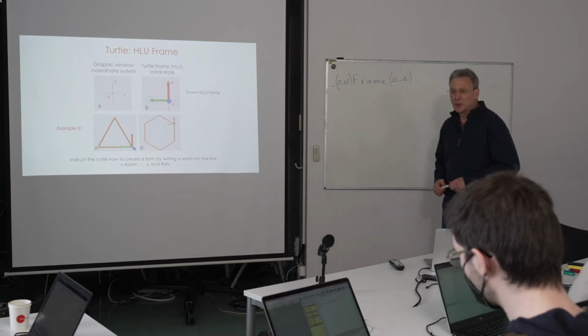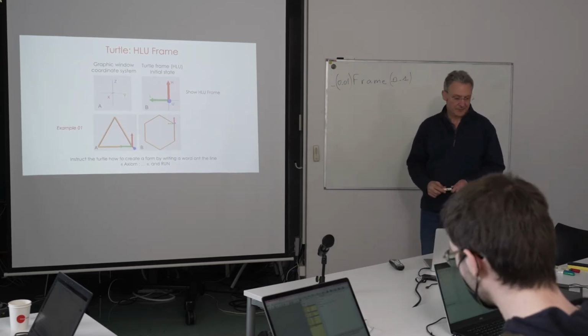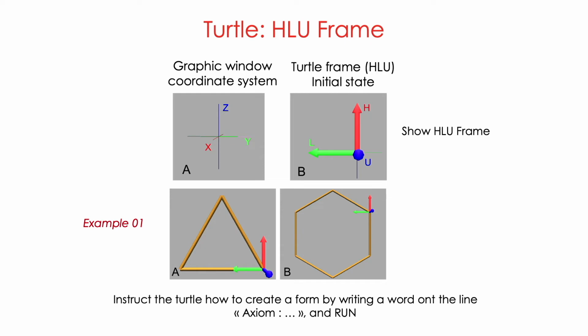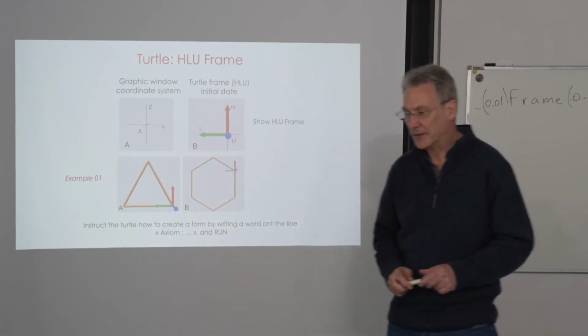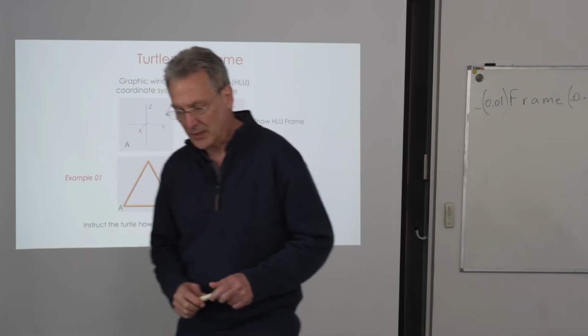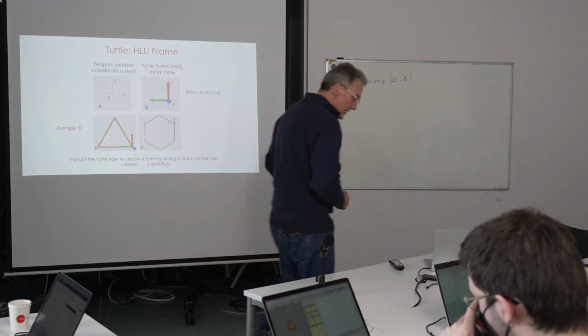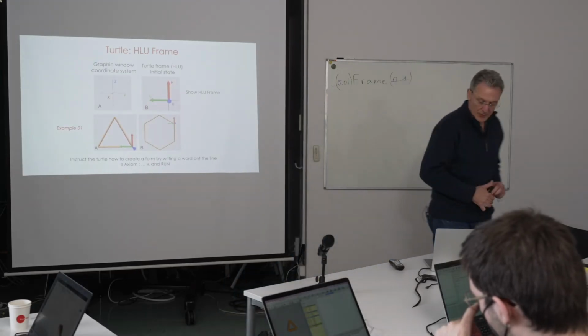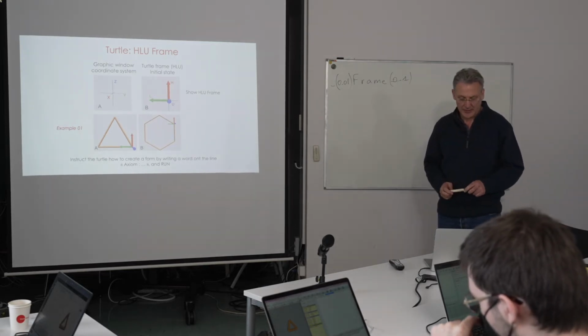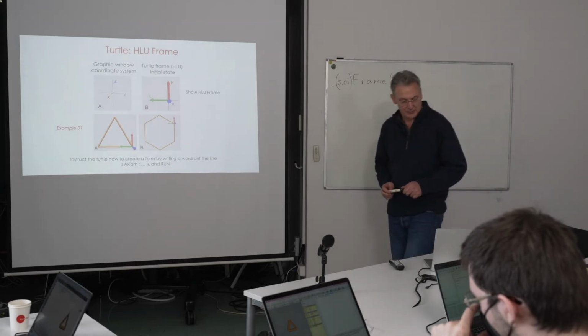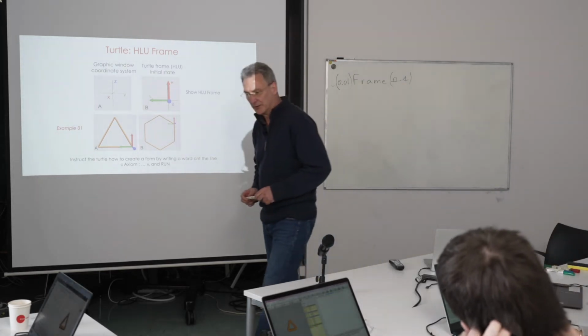Okay, and now we can go to example number 1. For this, you go to the list of files that I gave you. Take example number 1 and drag and drop in the script window. And then this is showing how with the turtle you can draw a triangle or something a bit more complex like a hexagon.